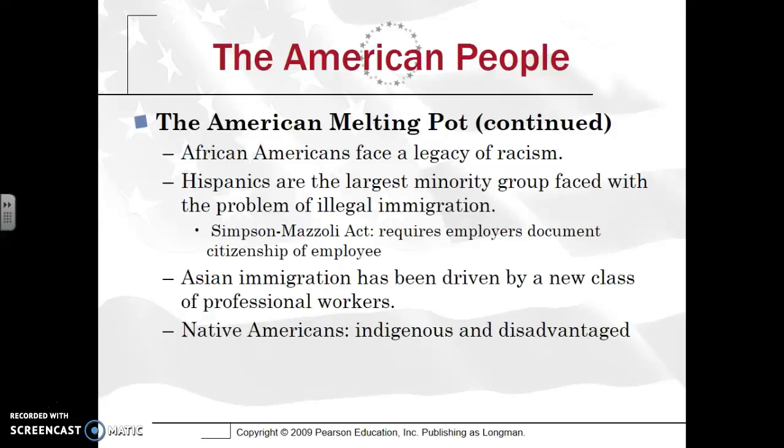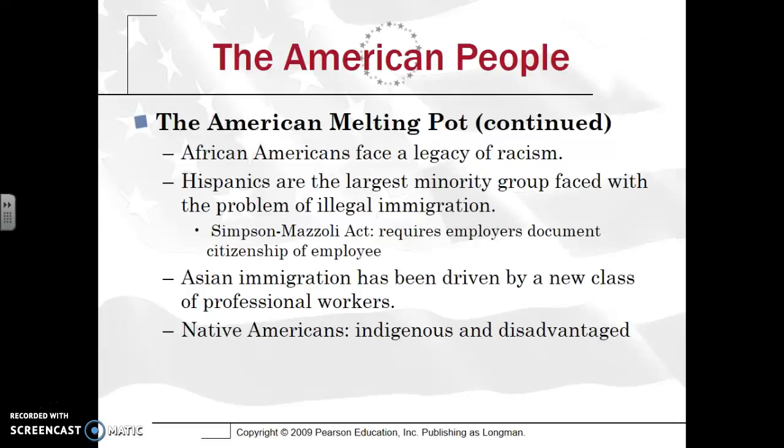And there have been efforts to secure the border. There's also the issue of illegal immigrants in the United States today. There have been acts, in particular, the Simpson-Mazzoli Act, which requires employers to document citizenship of their employees. So that's important to know.